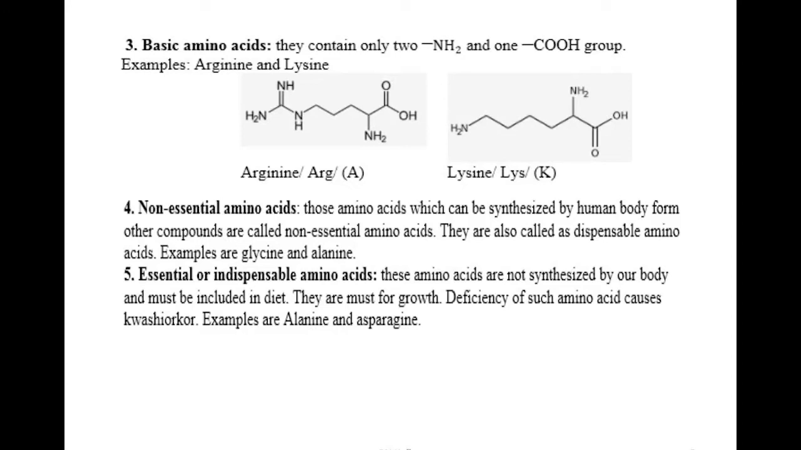Essential or indispensable amino acids, the last one. These amino acids are not synthesized by our body, but instead must be consumed through our diet. We have to eat them in the form of food. They are required by our body for growth. In case of deficiency of such amino acids, we will suffer from a deficiency disease known as Kwashiorkor. Examples of essential amino acids could be valine and leucine.